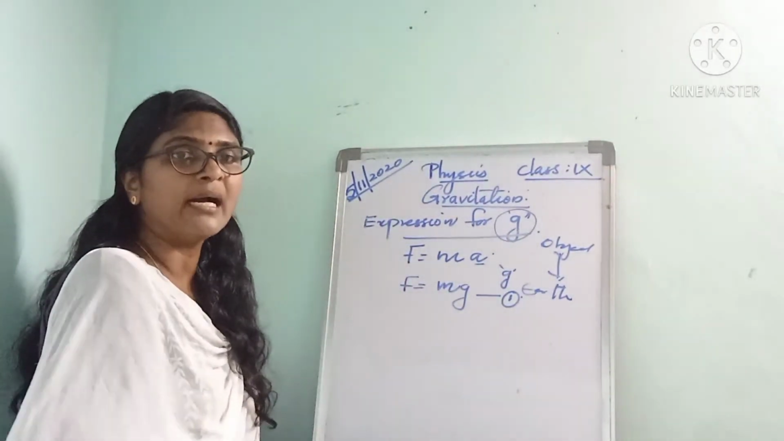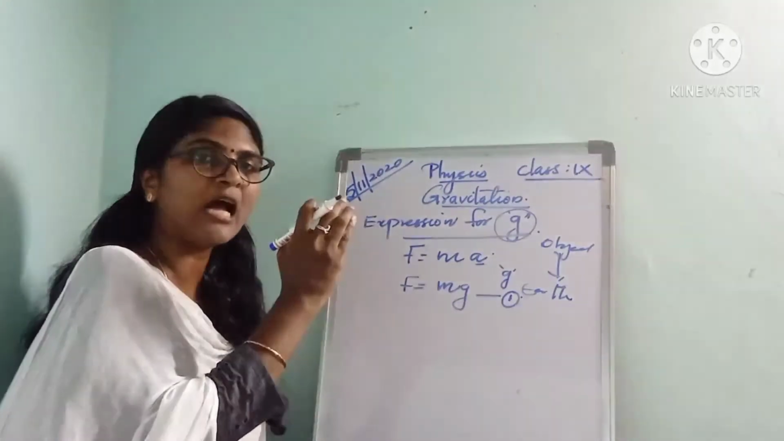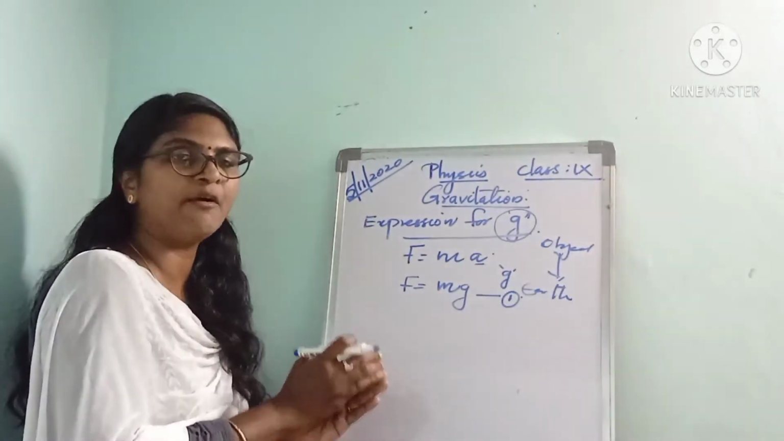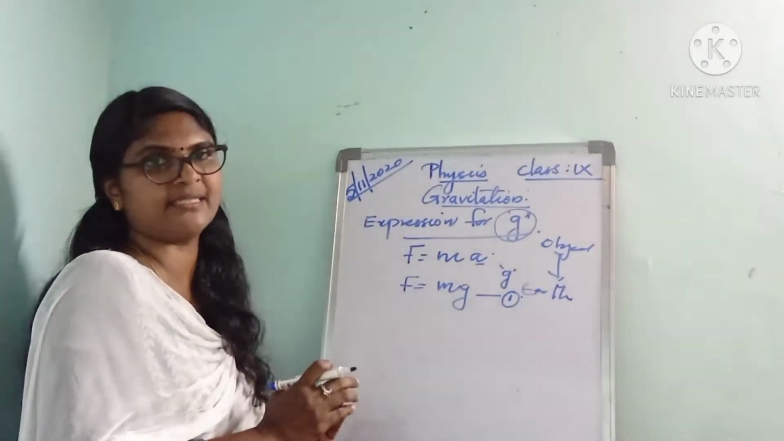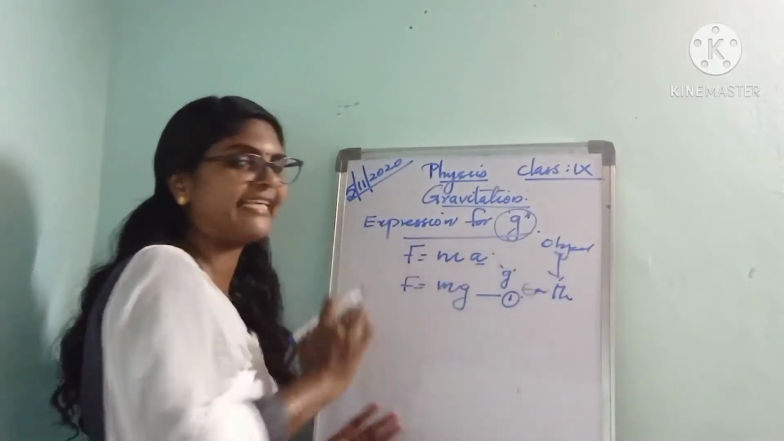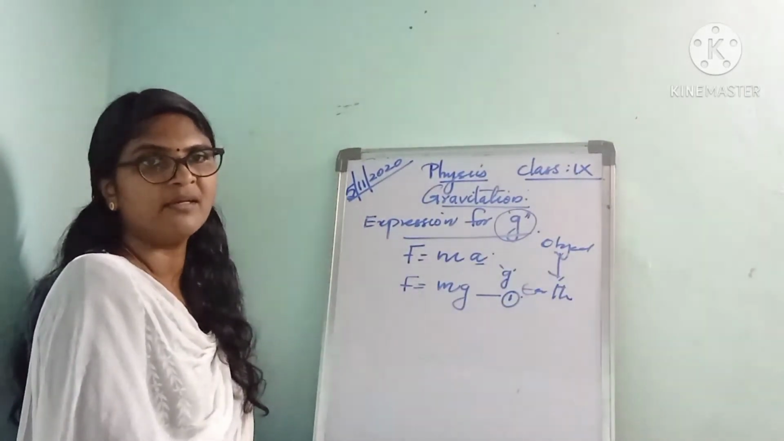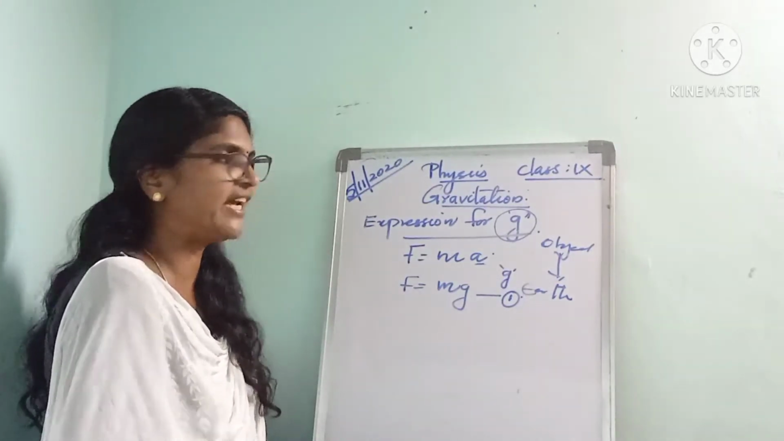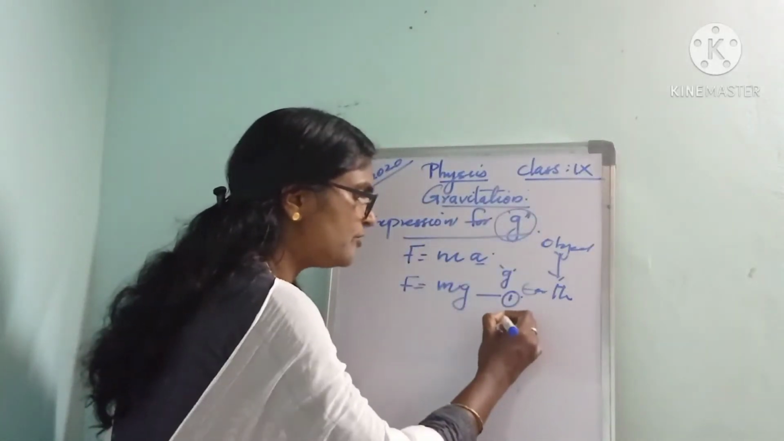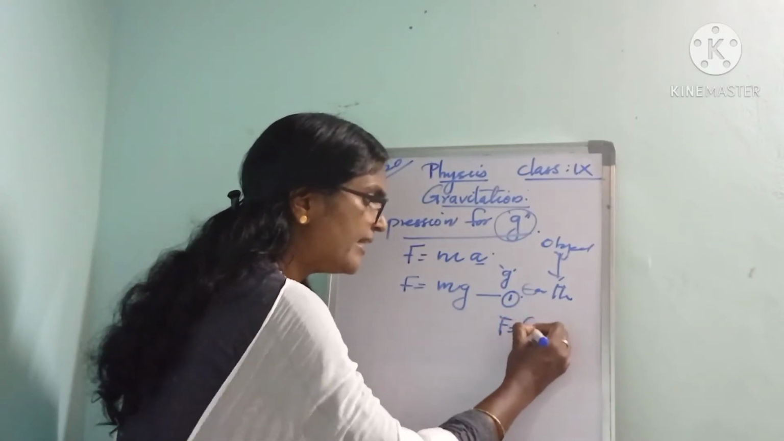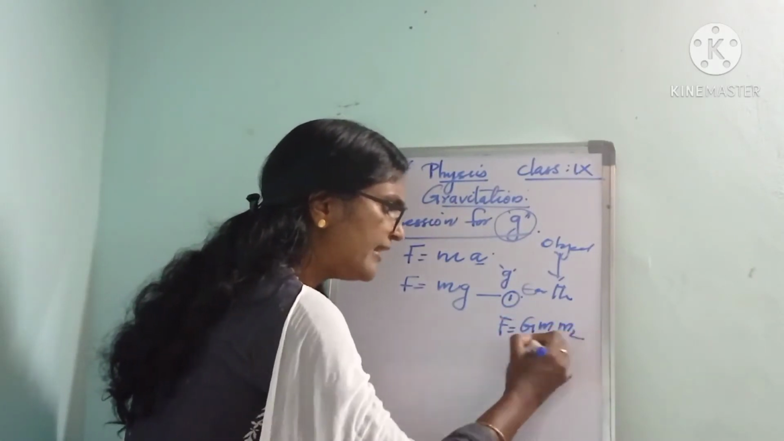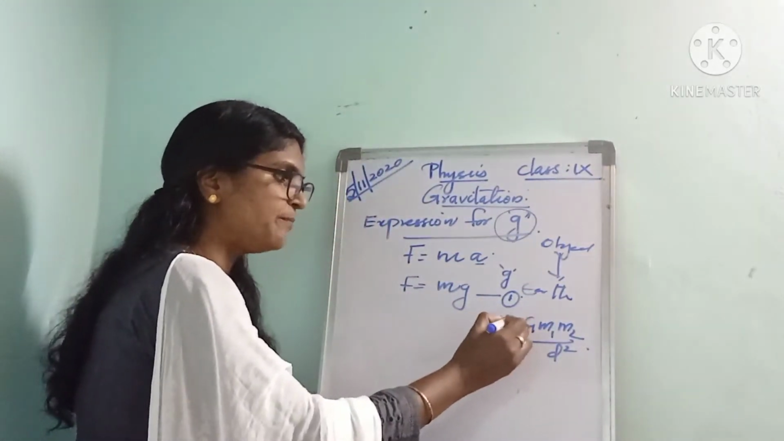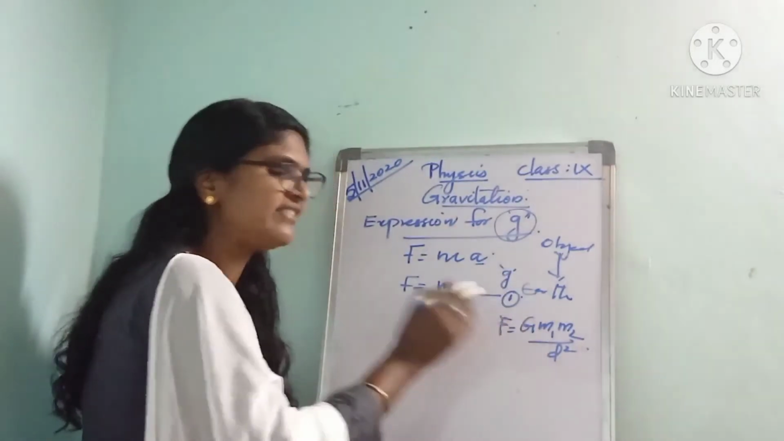But by using Newton's law of gravitation, or the universal law of gravitation, we can also write an expression for the force between this object and the Earth. What is the mathematical expression for Newton's law of gravitation? That is F equal to G m1 m2 divided by d square. That is the force between two objects using Newton's law of gravitation.